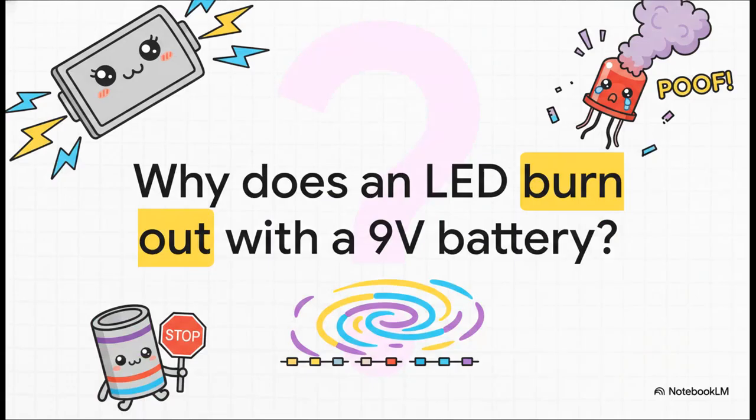So let's jump right in with a little mystery. Say you've got a simple LED and a 9-volt battery. You think, easy enough, and you connect them together expecting this nice, bright light. But instead, poof, you get a quick flash and then nothing. The LED is toast. So what gives? It seems so simple, but what you've actually done is unleashed way, way too much electrical power.